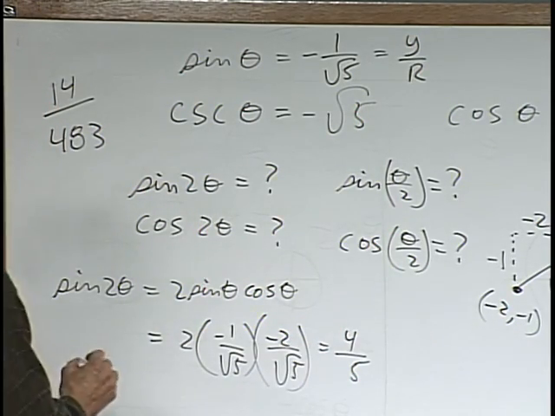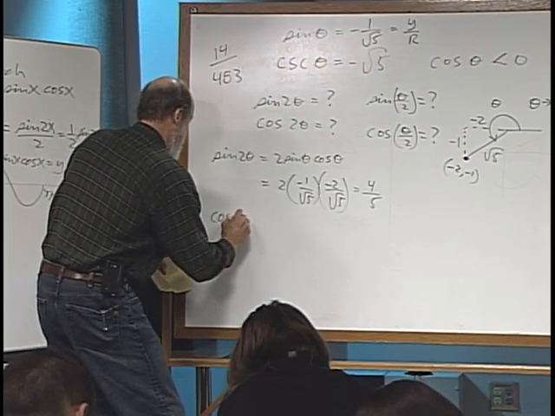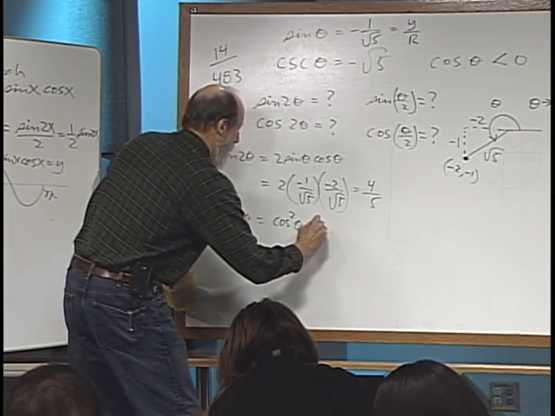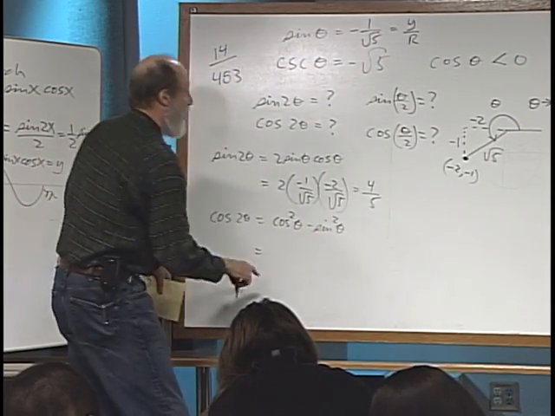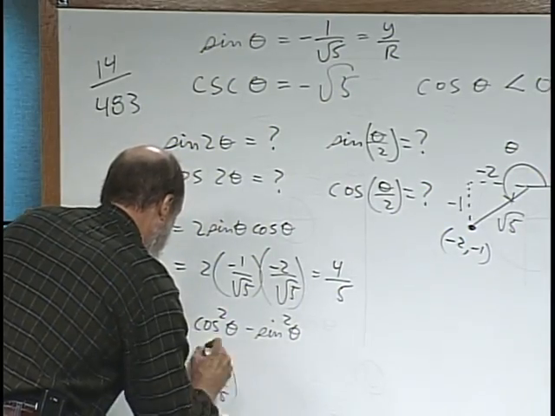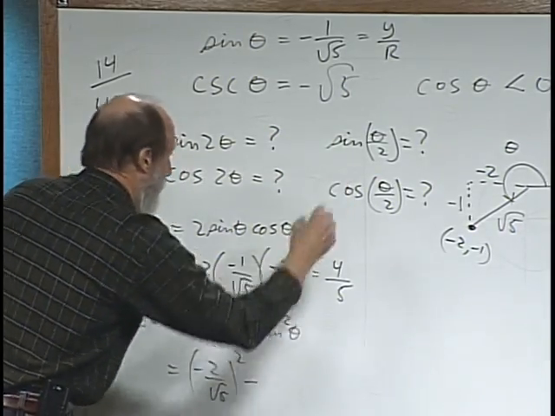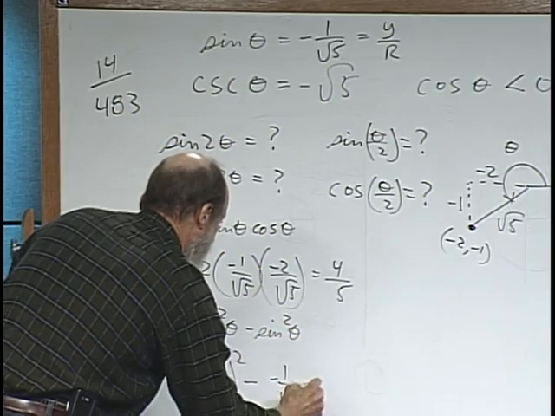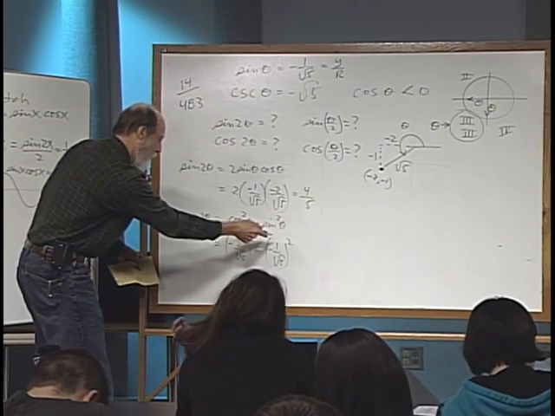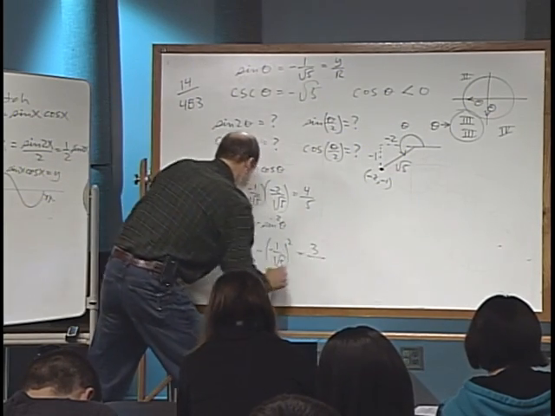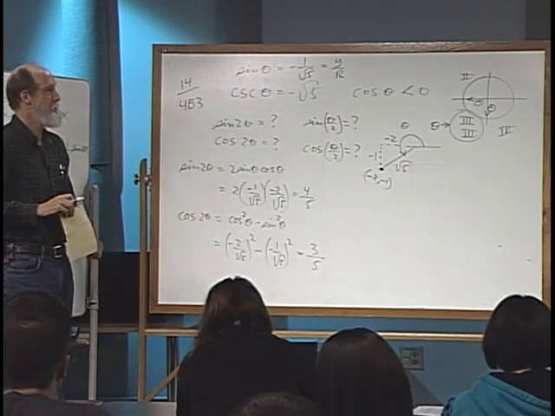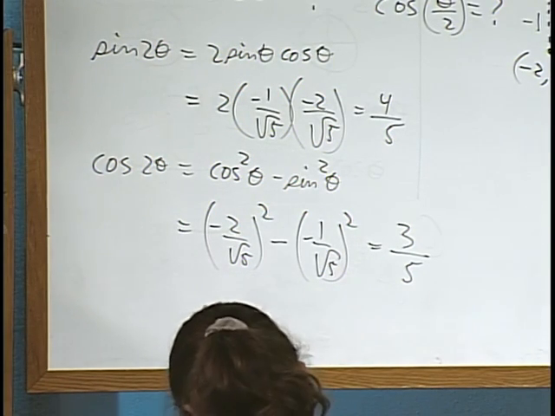Okay, let's do the cosine quickly. The cosine of twice theta is going to be the cosine squared of theta minus the sine squared of theta. And so we've grabbed the ratios off the picture again. The cosine is minus 2 over rad 5, which is going to then be squared. And we're going to subtract from it the sine readings, which is minus 1 over rad 5, quantity squared. And we get 4 minus 1 is 3 over 5, 3/5.